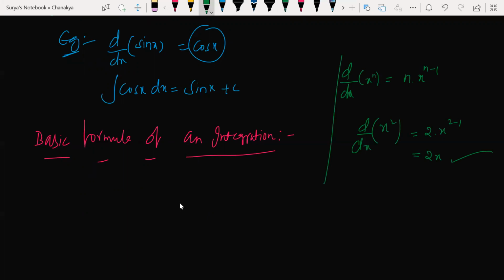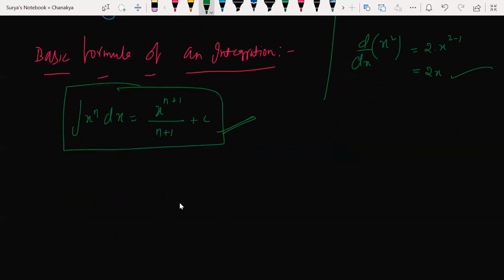Now, similarly, look at this here. You have a formula for the integral of any function x to the power of n. Integral of x to the power of n dx is equal to x to the power of n plus 1 by n plus 1, plus c. All right, this is a basic formula. Based on this only, every question, everywhere, we'll be talking about this, right?